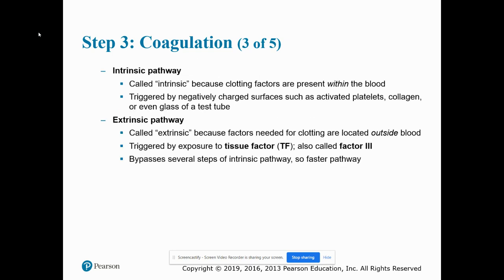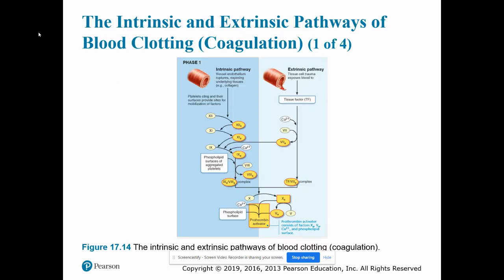Now, there are some differences between the two pathways, okay? So the intrinsic pathway is called the intrinsic pathway because all the clotting factors are present within the blood. The extrinsic pathway is called the extrinsic because factors needed for clotting are located outside of blood. The interesting thing is that the extrinsic pathway actually bypasses several steps of the intrinsic pathway, so it is a faster pathway. And this is where you can see the intrinsic is going through all these additional steps, right? And the extrinsic pathway does not go through that many steps.